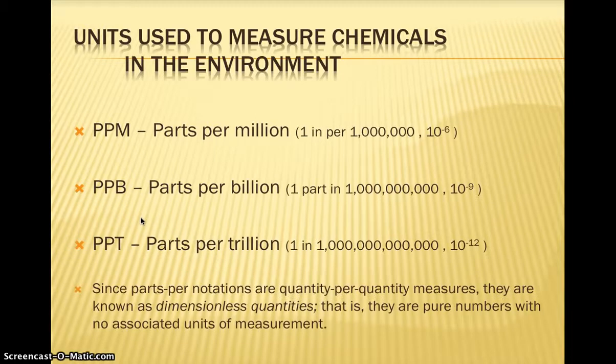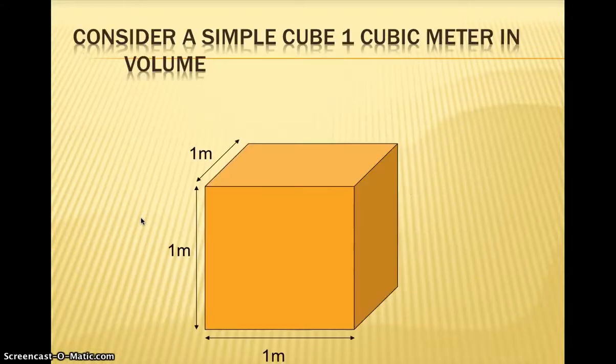Each of these is a quantity per quantity measure. They are in comparison to how much of the whole you have, how many of those smaller parts exist within the whole. So for example, let's think of a cube. This could be of ocean water, this could be of air where toxins exist. Think of a cube with 1 meter on each side. Answer me this. If it's 1 meter on each side, how many centimeters is that? So basically, how many centimeters are in 1 meter?